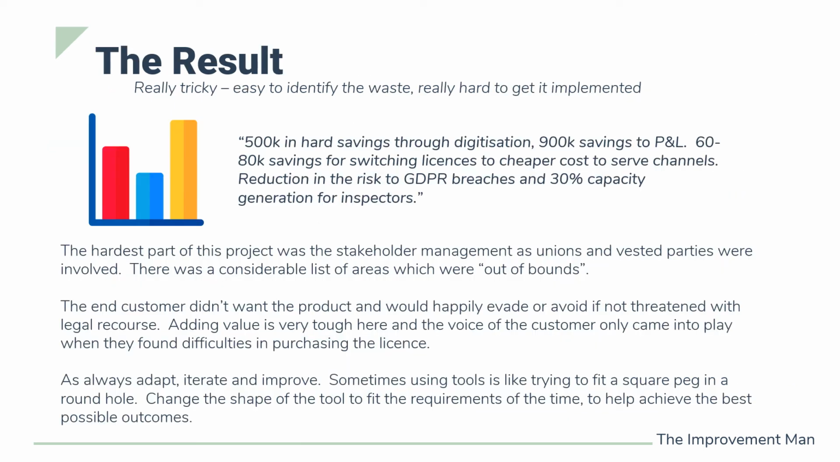The results of our 6-month projects were 500k in hard savings through digitization, 900k in savings to the P&L, 60 to 80k in savings for getting the sales channels switched to the cheaper channels. By that we mean people were more encouraged to buy their licenses from e-licenses and over the internet rather than going into a distributor or vendor. We also further reduced risks to GDPR breaches, as inspectors were carrying around sensitive information in their cars and by hand on pieces of paper.